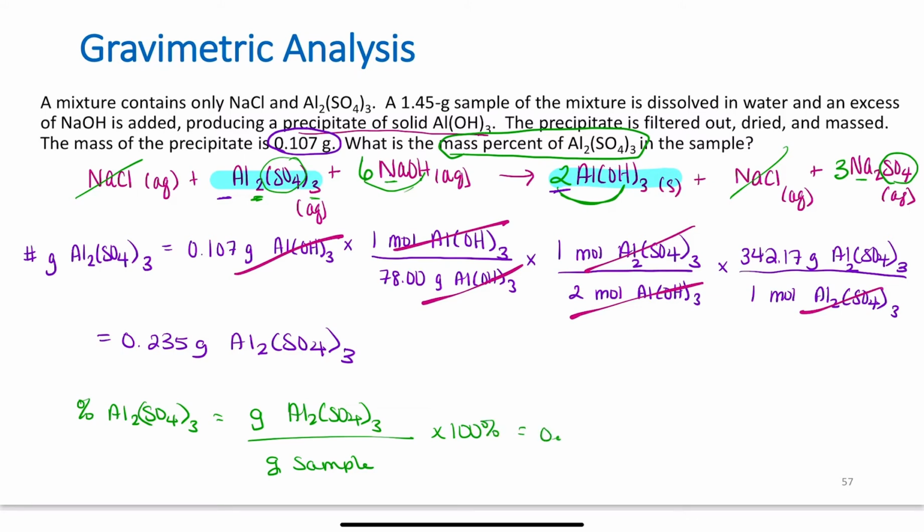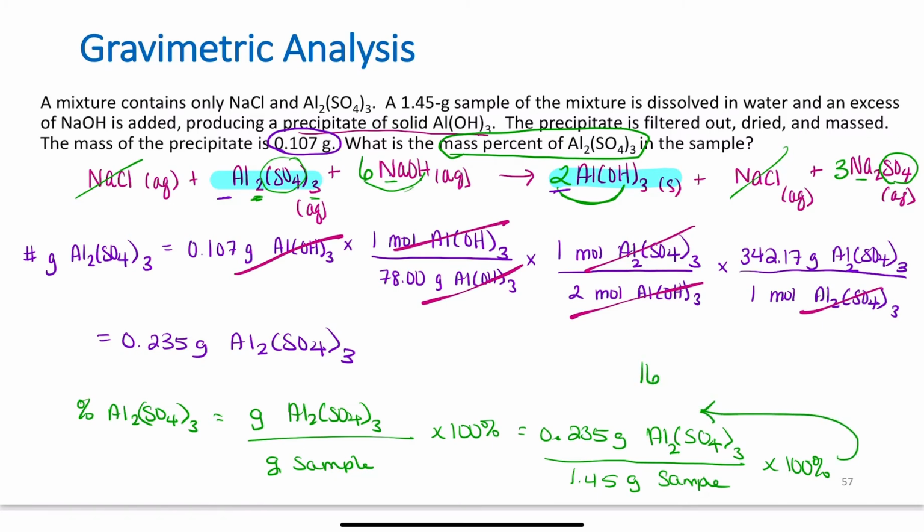We know that we had 0.235 grams of aluminum sulfate, and our original sample was 1.45 grams. When you calculate that out, I'm going to run out of space here, we find this is 16.2% aluminum sulfate. So 16.2% of my entire sample was comprised of aluminum sulfate. The other roughly 84% was actually sodium chloride.